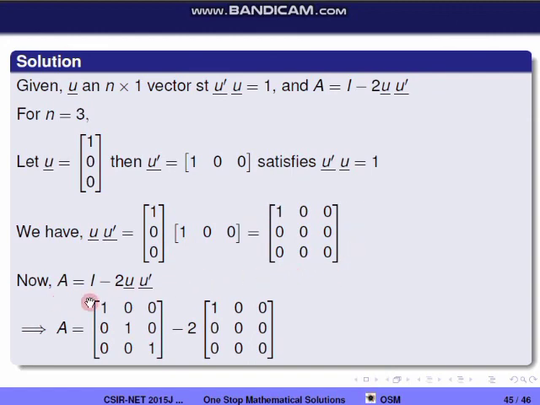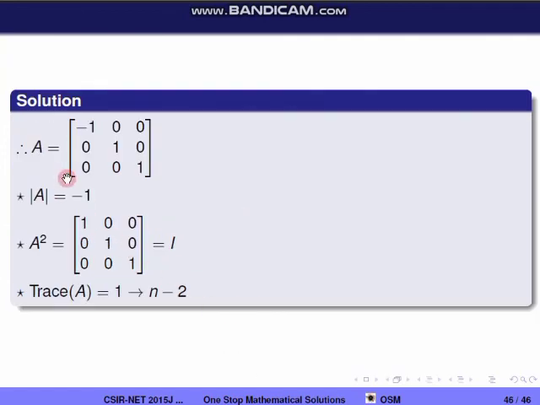Now A is equal to I minus 2 into u u transpose. So this is equal to identity matrix minus 2 into this matrix. So when we simplify this, we are getting A is equal to minus 1 0 0, 0 1 0, 0 0 1. Therefore determinant A is equal to minus 1, and A square is equal to identity, and trace of A is equal to 1 for the case n is equal to 3. Therefore trace of A is equal to n minus 2 for the general case n.